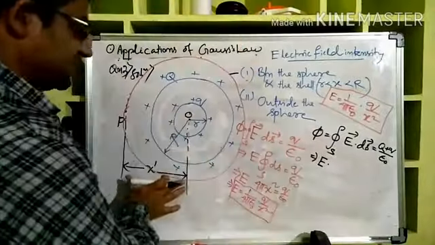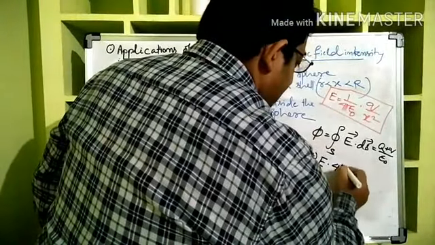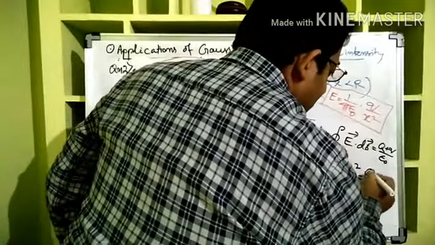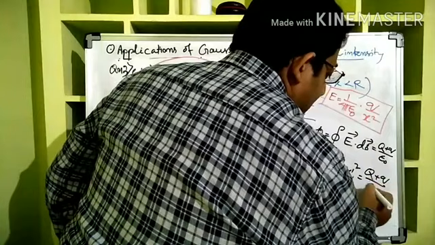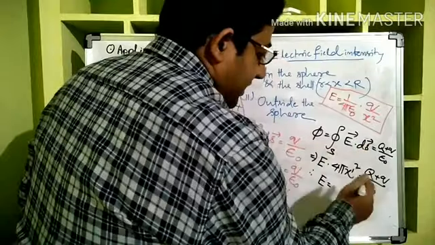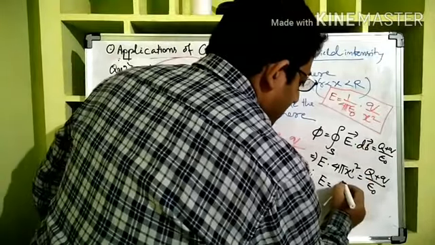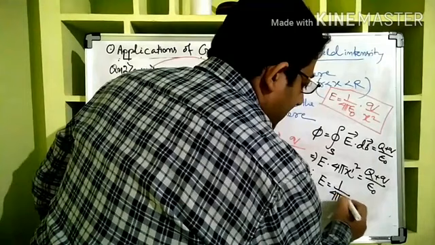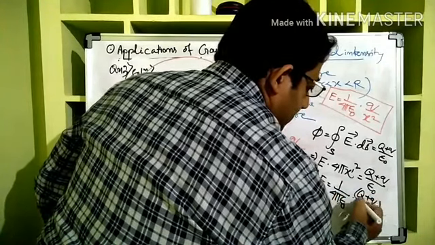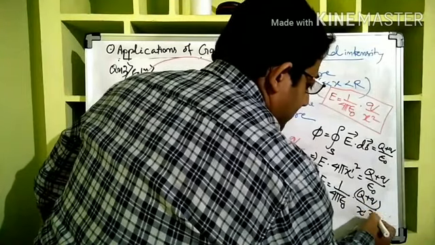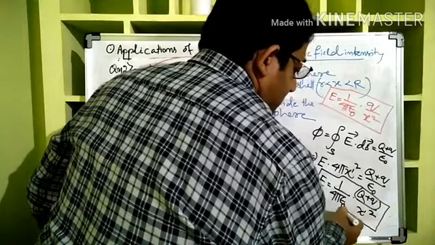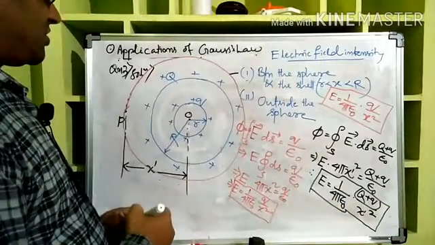Implies that E multiplied by 4 pi x dash square is equal to Q plus q by epsilon naught. Therefore E is equal to 1 by 4 pi epsilon naught, Q plus q divided by x dash square. Got? This is the solution.